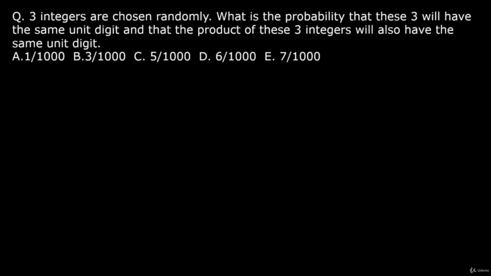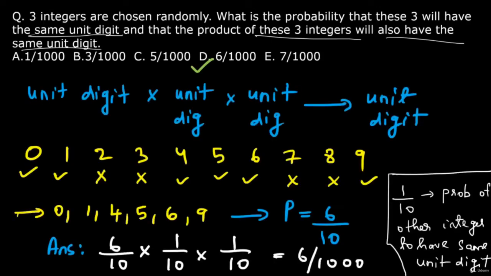Let's read the next question. 3 integers are chosen randomly. What is the probability that these 3 will have the same unit digit and that the product of these 3 integers will also have the same unit digit? Alright, what's the answer to this question? The correct answer is option D, that is 6 by 1000, right?